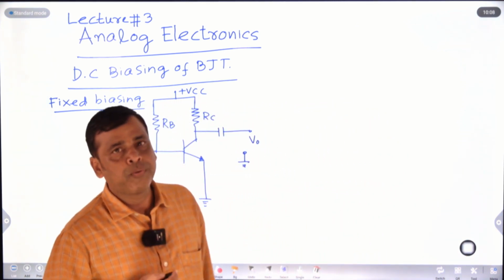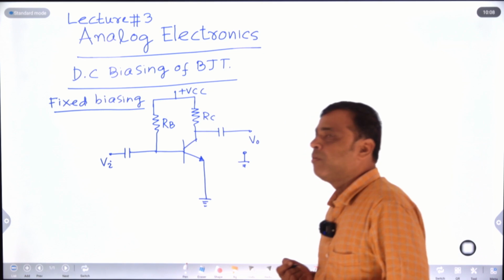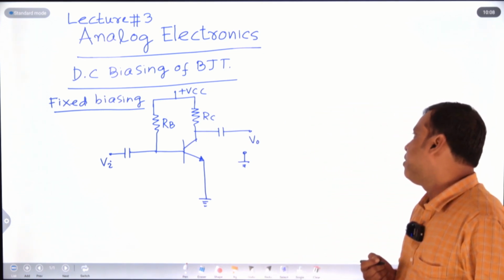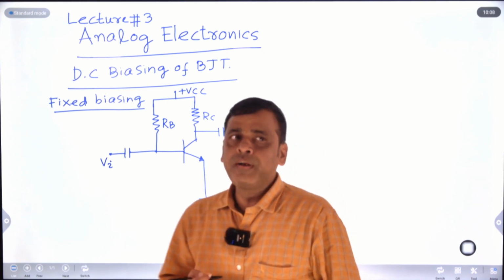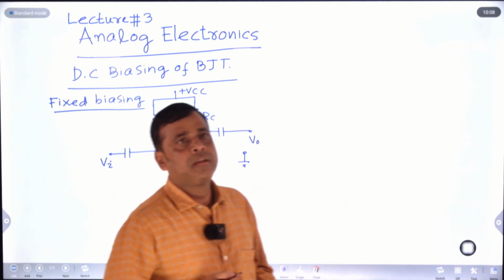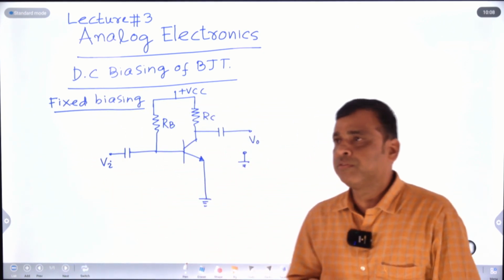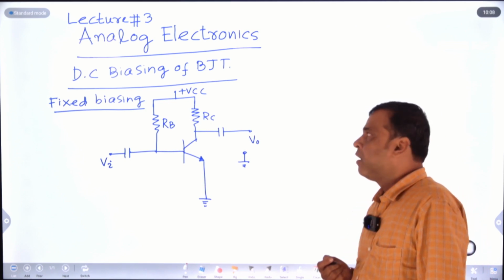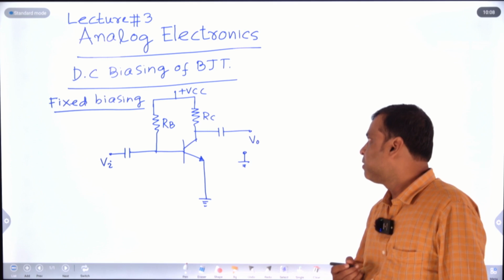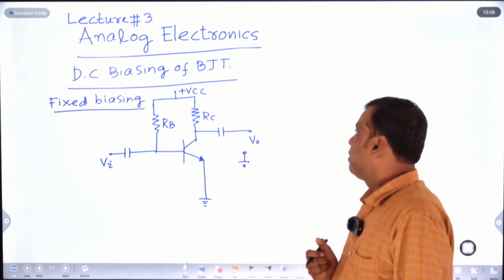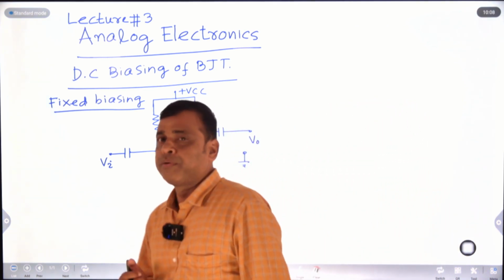If we stabilize the value of Ic and Vce, we will get a proper amplified output. To avoid clipping in the output, meaning some part of the input signal and output signal getting cut, we have to stabilize the Q point. How do we stabilize the Q point? We go for proper biasing methods.